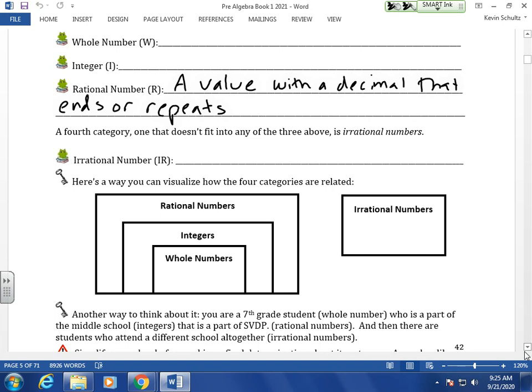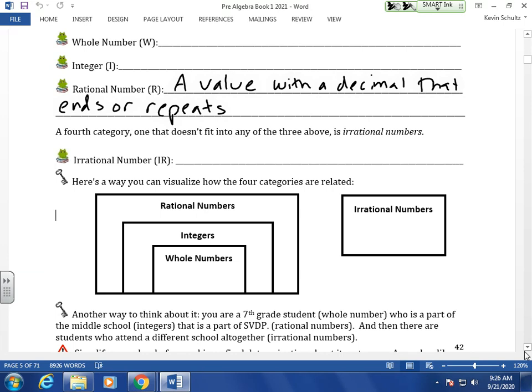So that includes a lot of things, right? It includes positives, it includes negatives. We talked about fractions being rational also. So there are other categories within the rational number system that get a little bit more specific. And we're going to work our way up here from rational number. Let's go to integer. Does anybody know the definition of an integer?